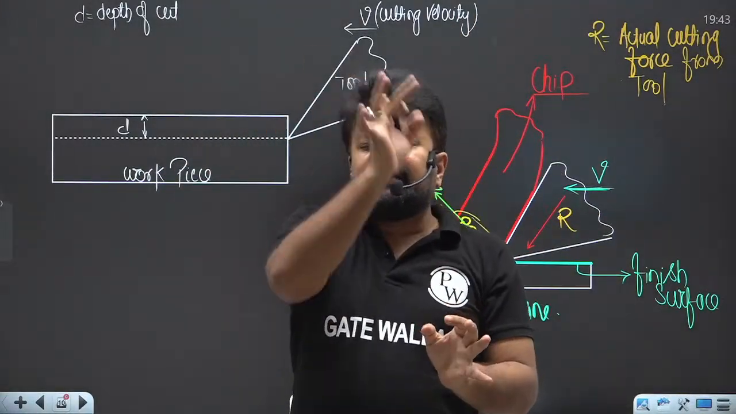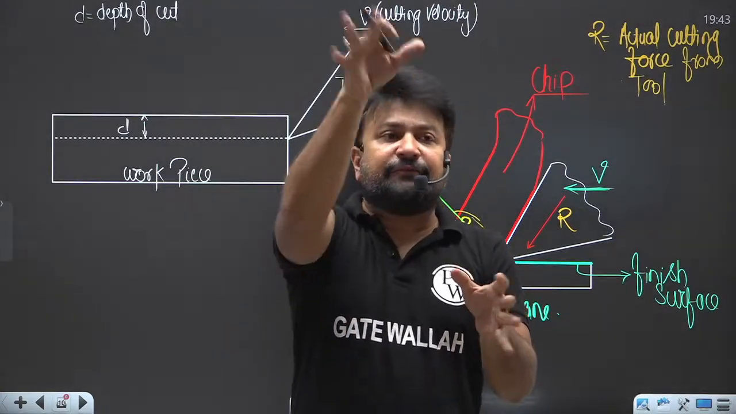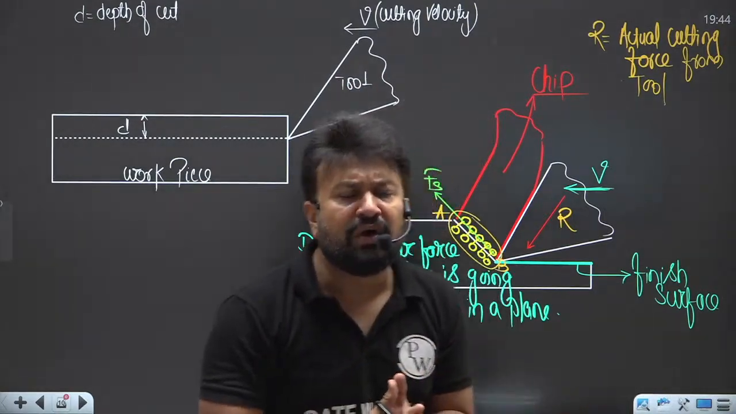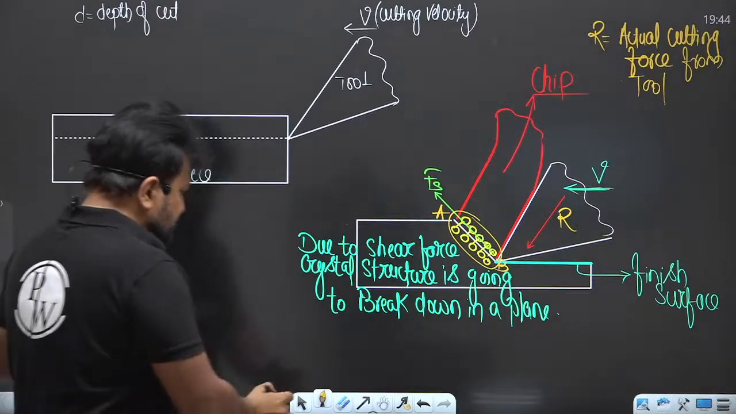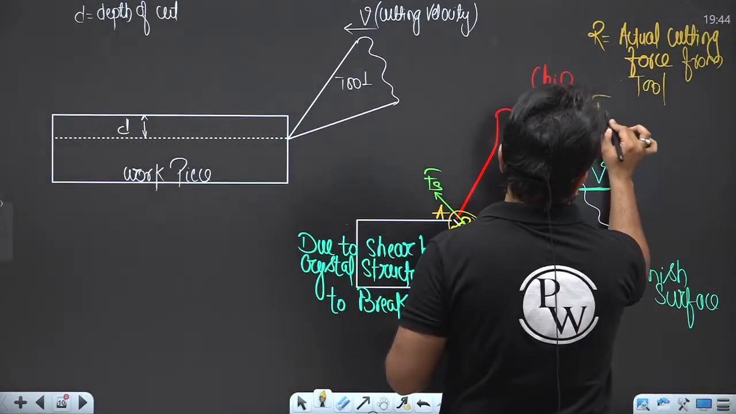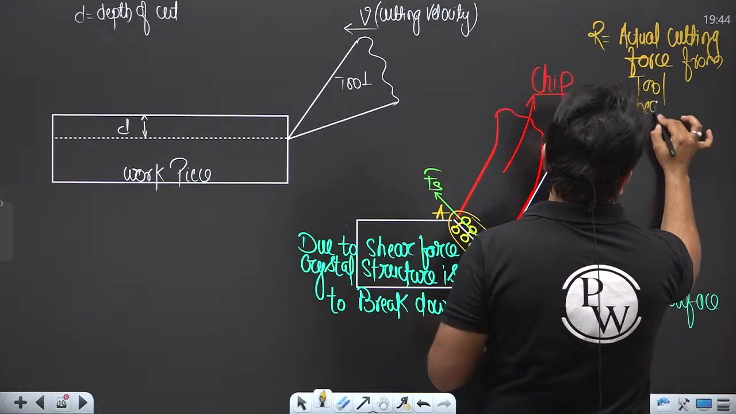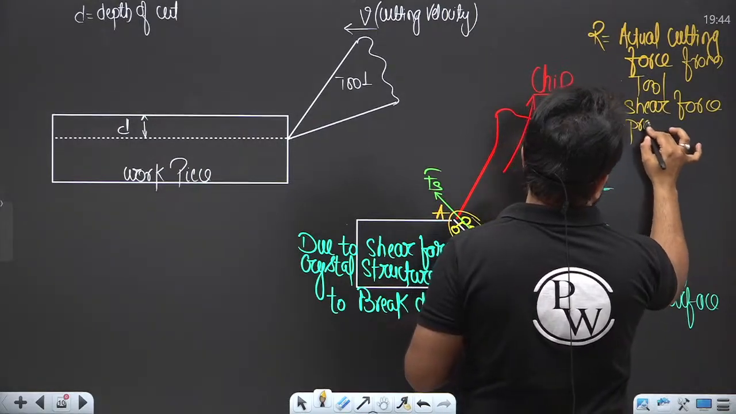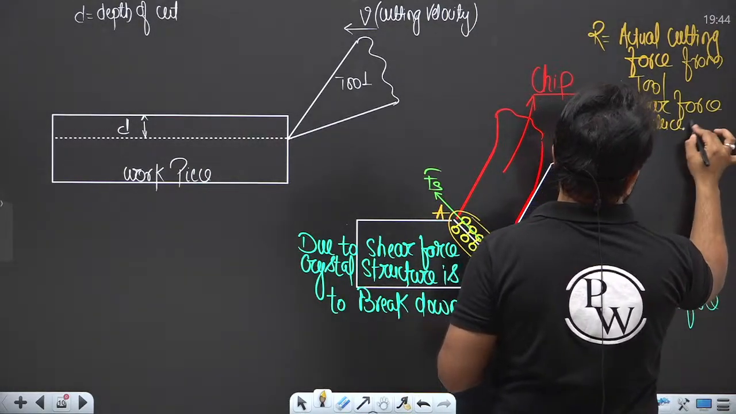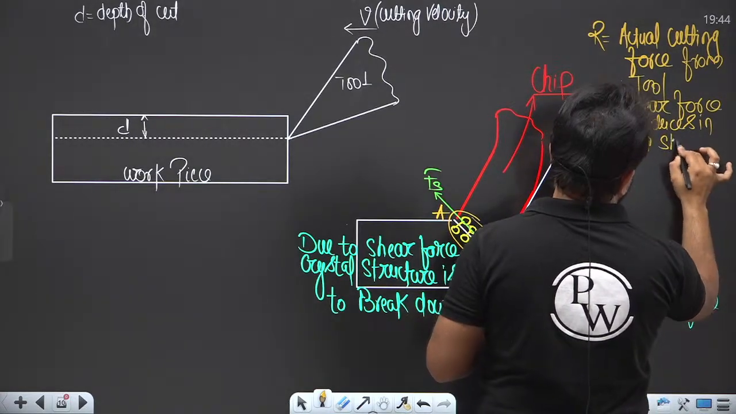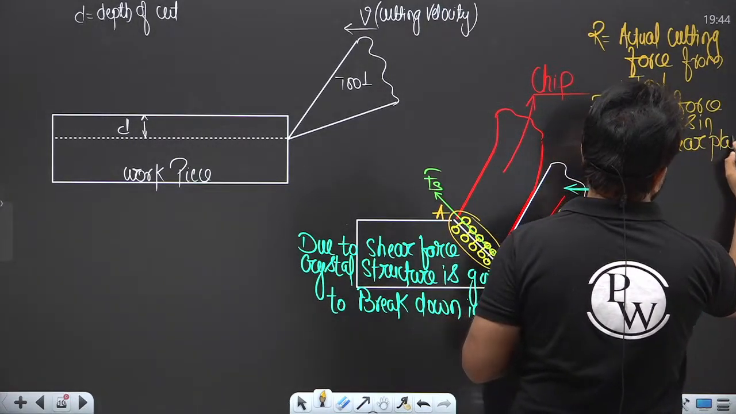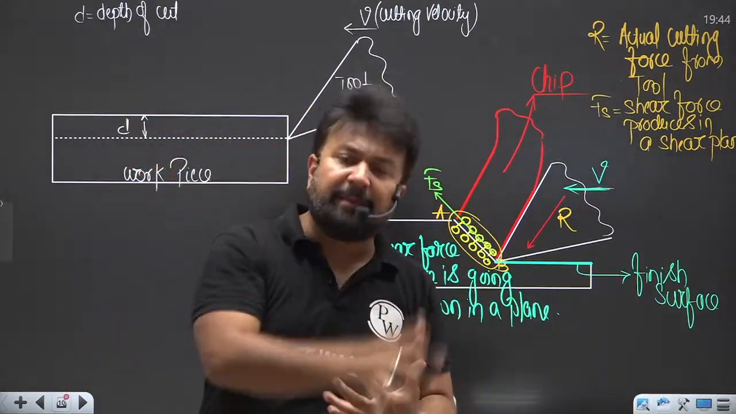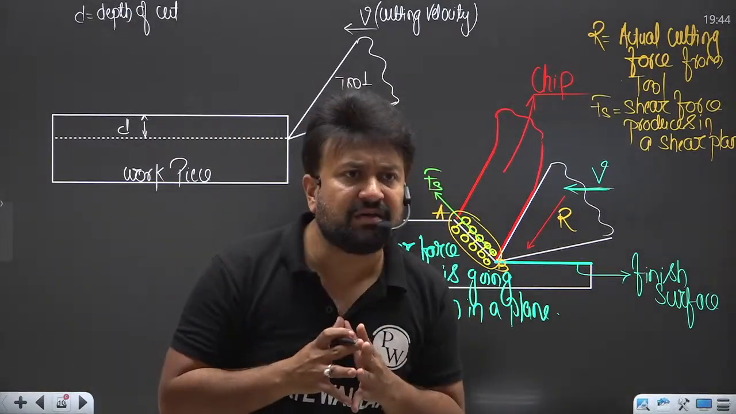within a workpiece. Basically there is a shear plane in which this force is going to be produced. Are you getting the point? So shear force, Fs, is nothing but the shear force which is produced in a shear plane. And where is the shear plane? In a workpiece, so it will be produced in a workpiece. Am I clear?